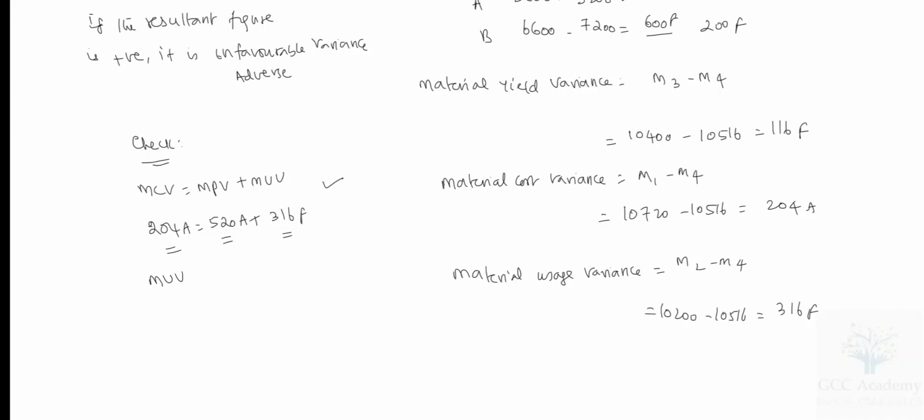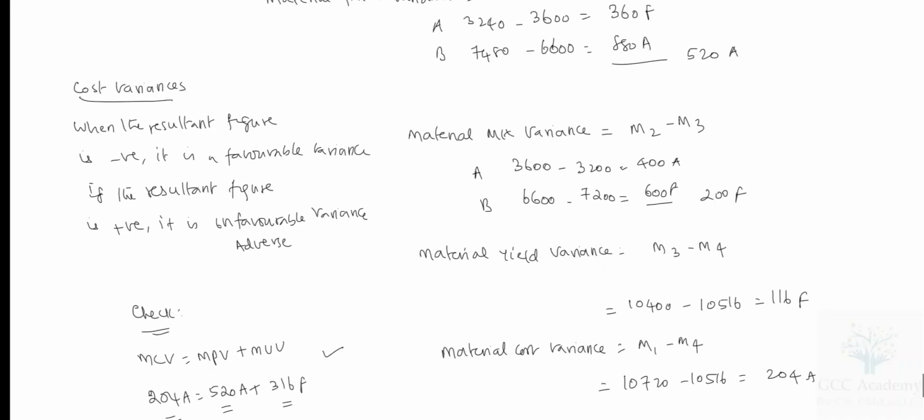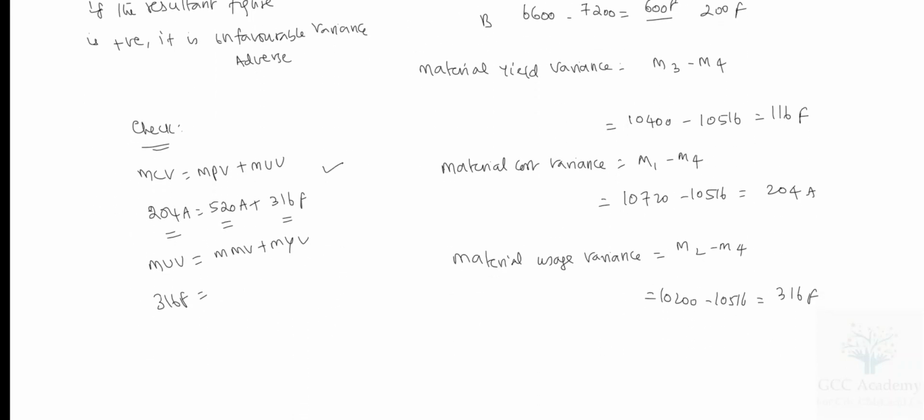Similarly, material usage variance is equal to material mix variance plus material yield variance. So material usage variance we got the answer as 316 favorable. Mix variance we just now got as 200 favorable, and yield variance is 116 favorable. So that is also confirming. So once you calculate this by way of a check and if the answers are matching, it's like an arithmetic check. You have done it right and your answer is right.